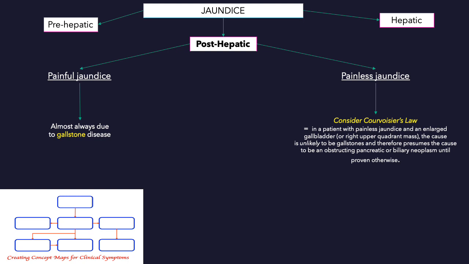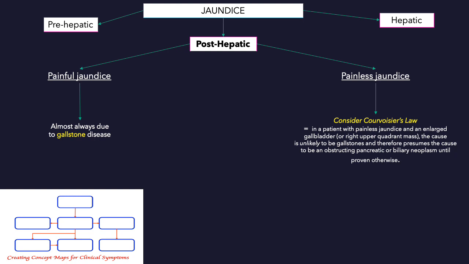When it comes to post-hepatic jaundice, the first question you need to ask is whether this is painful or painless jaundice. The key principles here are: painful jaundice is almost always due to gallstone disease, and painless jaundice would suggest pancreatic malignancy or biliary strictures. And these two key principles apply once you've identified that this jaundice is post-hepatic.